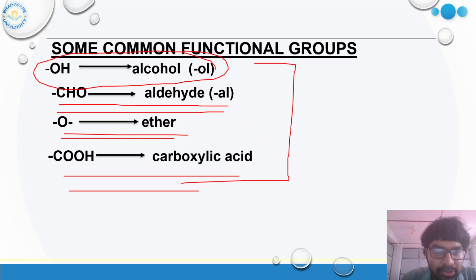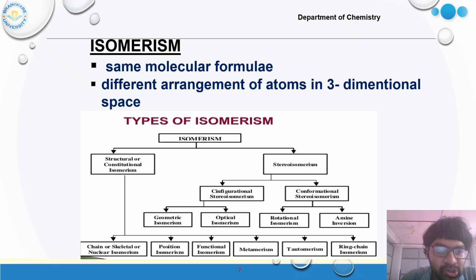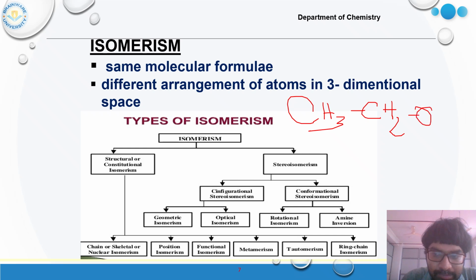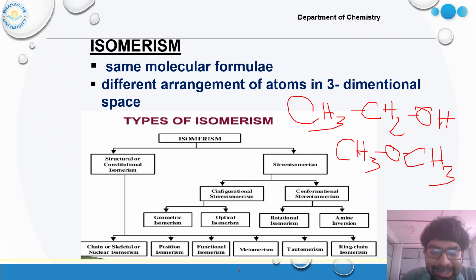Now we are proceeding to isomerism. We are taking an example. CH3CH2OH and another is CH3OCH3. CH3CH2OH is known as ethyl alcohol, and CH3OCH3 is known as dimethyl ether.